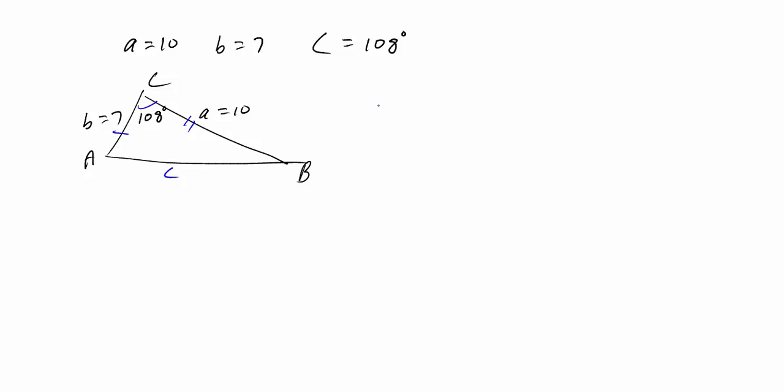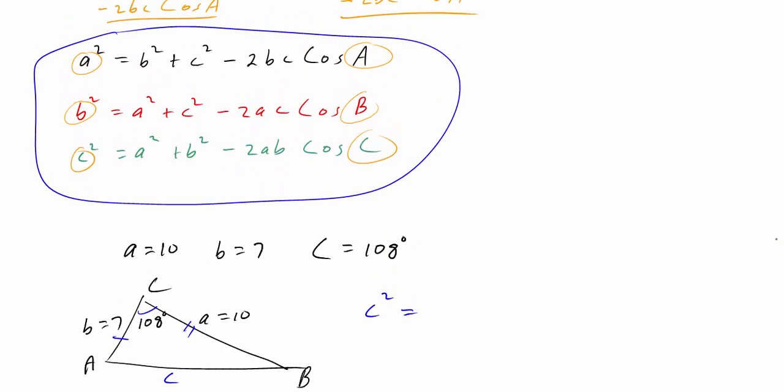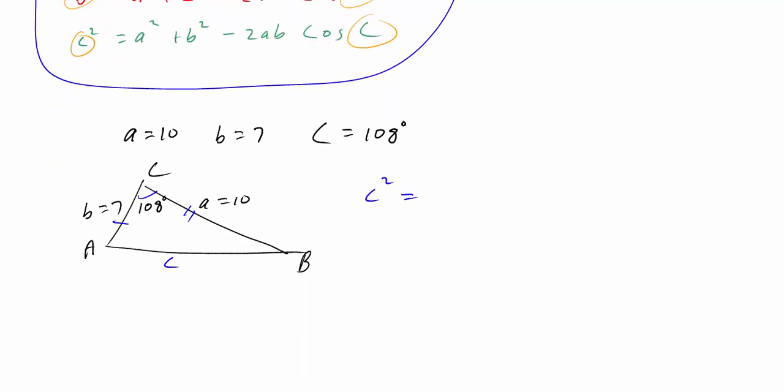And to do that, we would end up with c squared is equal to, and we're going to use this formula here, a squared plus b squared minus 2ab. And you'll notice when we use this one, the a squared plus b squared are going to be the two sides that are given that make up our angle. So that would just simply be our 10 squared plus 7 squared minus 2 times 10 times 7, and that's multiplied by the cosine of C, which is 108 degrees.